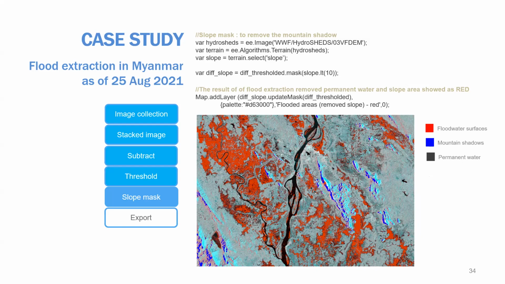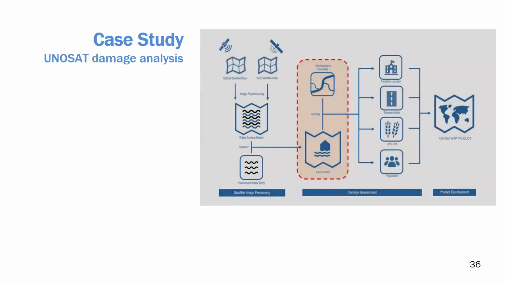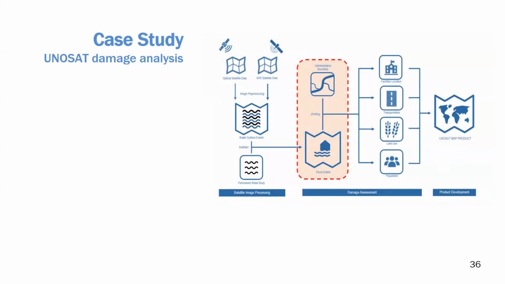So our analysis does not stop like this. We still have to export that and then do a human check again on the data before it goes to a product. After we extract the flood extent in the UNOSAT SOP, we will analyze this with other datasets like facility locations, transportation, land use, and population to see the difference of damage in this area.